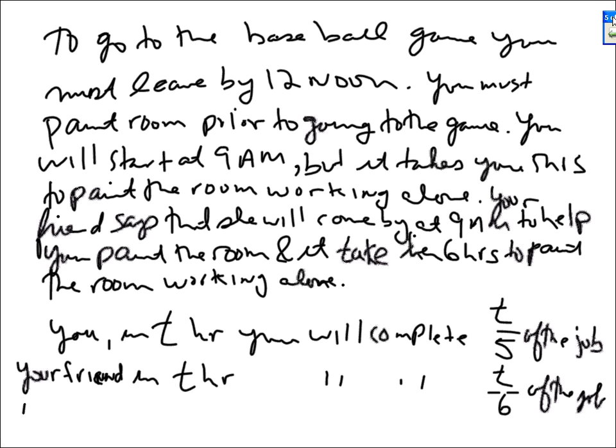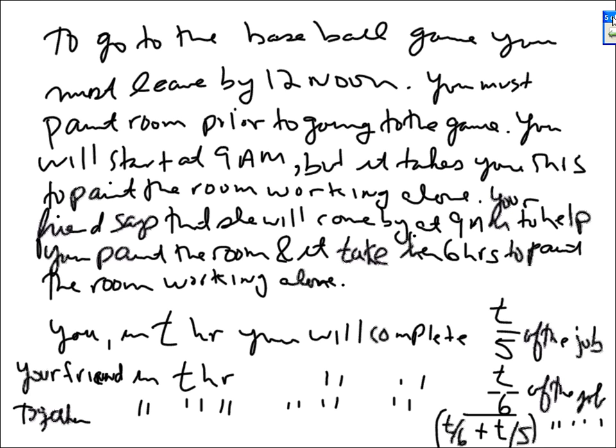So together, in T hours, you will complete the sum. I meant to write T over 5 first, but it doesn't matter. In T hours working together, you will complete T over 6 plus T over 5 of the job. This is how much work you will do in T hours.